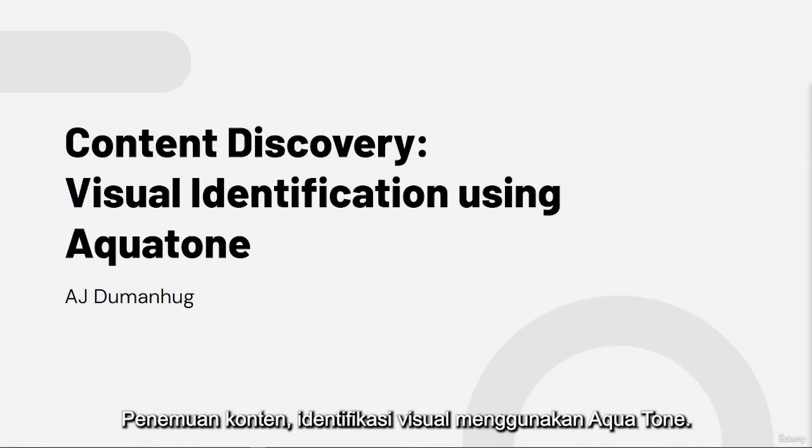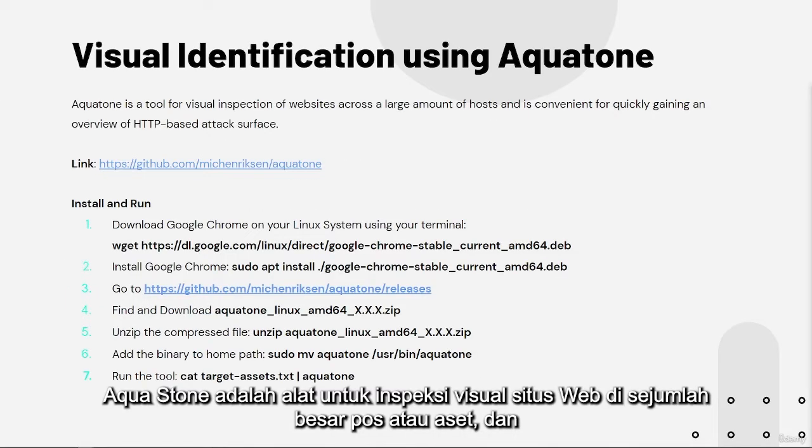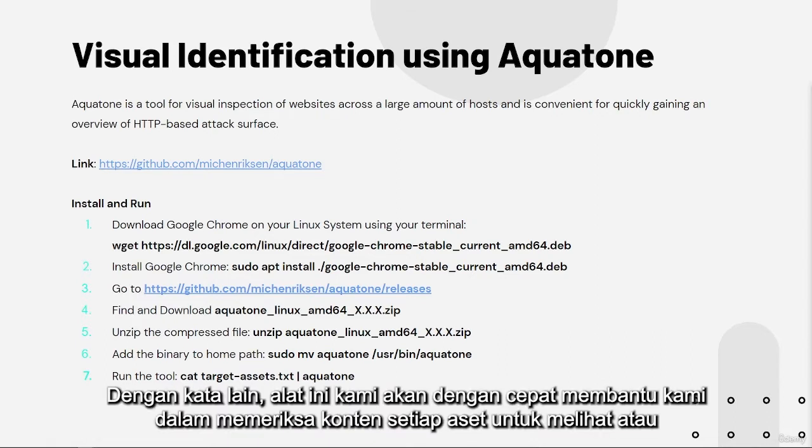Content discovery, visual identification using Aquatone. Aquatone is a tool for visual inspection of websites across a large number of hosts or assets, and it is convenient for quickly gaining an overview of the HTTP-based attack surface. In other words, this tool will quickly help us in checking the content of each asset.